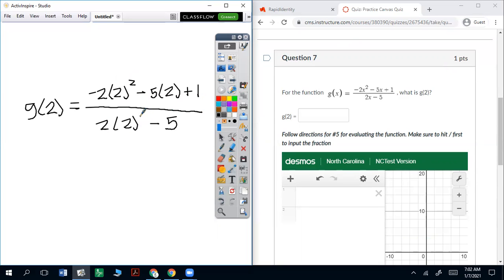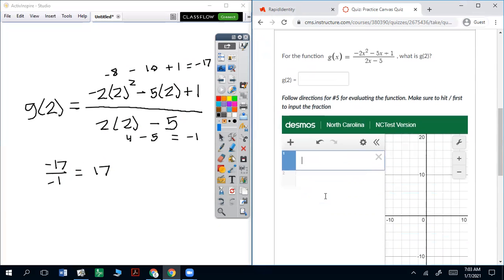So by hand, of course, we want to figure all that out, which is negative 2 times 4, which is negative 8, minus 10, plus 1. That's negative 18 plus 1, which is negative 17. That's your numerator. And your denominator is 4 minus 5, which is negative 1. Negative 17 divided by negative 1 is positive 17.